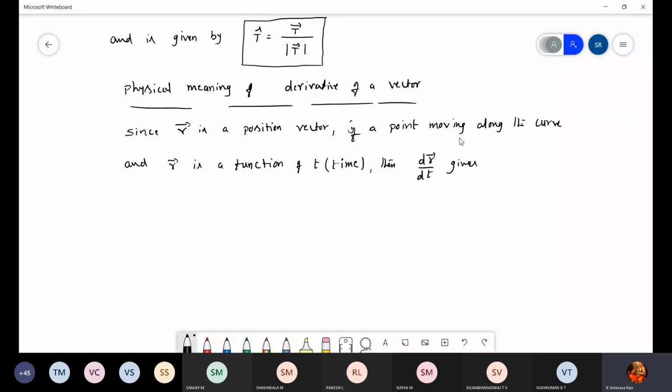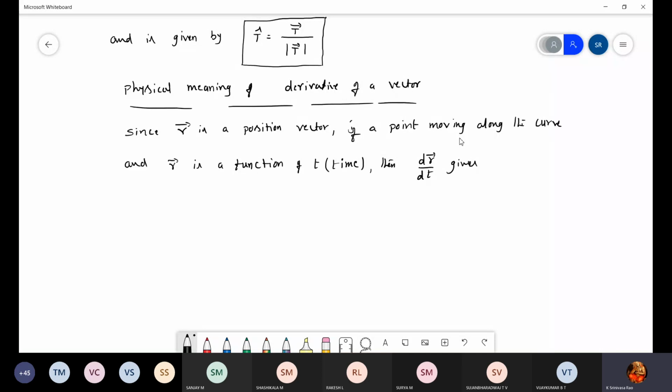How do we say dy by dx generally? We use it in a sentence form: dy by dx is nothing but the rate of change of y with respect to x. Similarly, here dr by dt is the rate of change of r with respect to t. But what is r? What is t? R is a position vector, or the position of a particle. So it is the rate of change of position of a particle with respect to time.